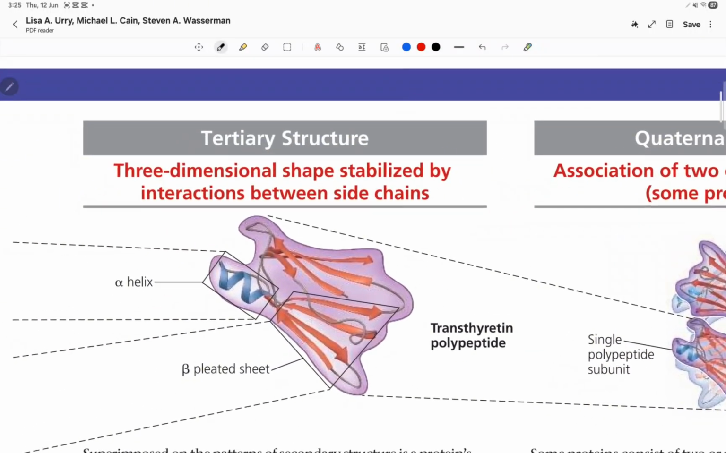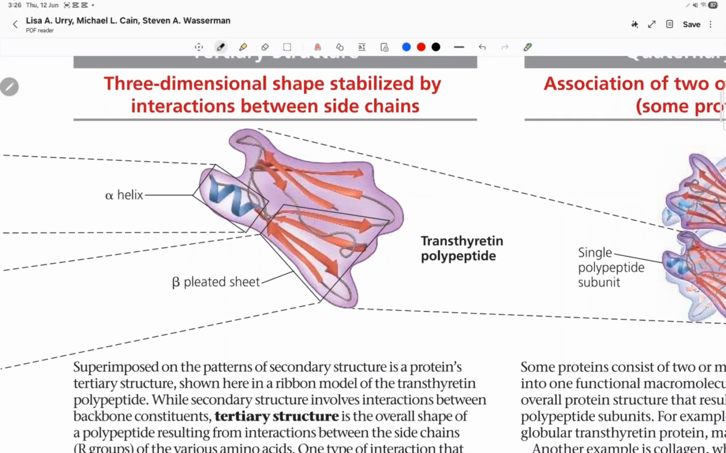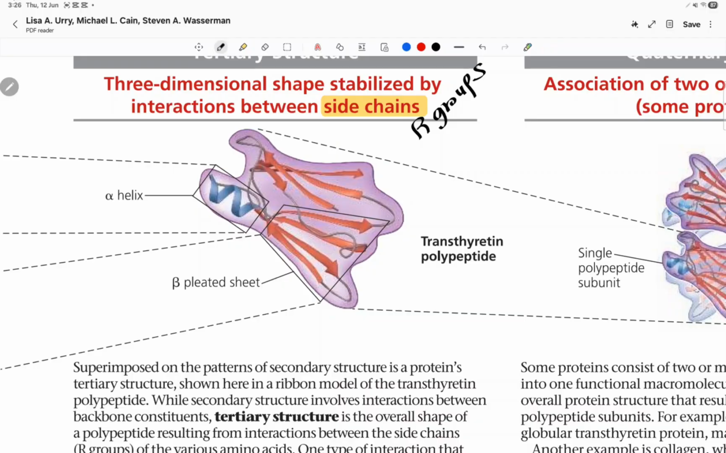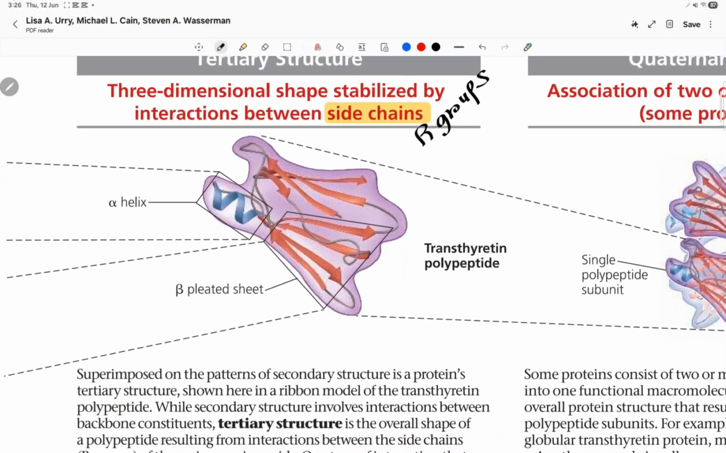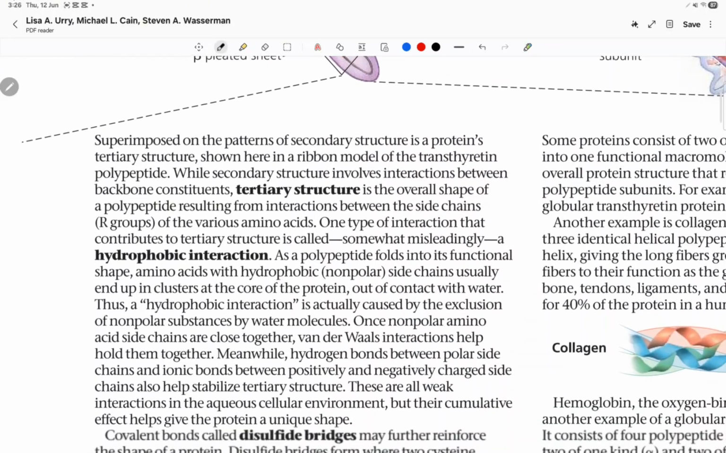Thirdly, we have the tertiary structure. Most proteins become functional by having this type of structure. But this one will have many forces involved, so please pay attention. Now it's time to discuss the side chain, which basically means the R group. The R group determines this type of structure. It's because of the interactions of the R groups of the different amino acids.